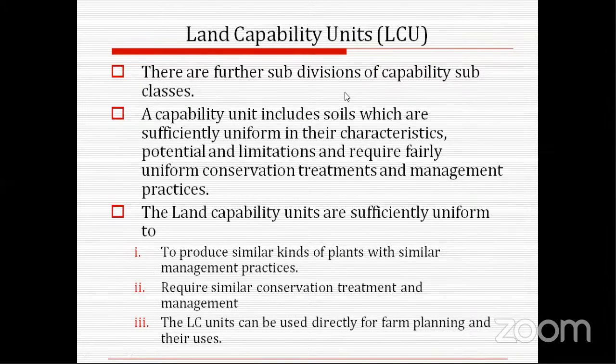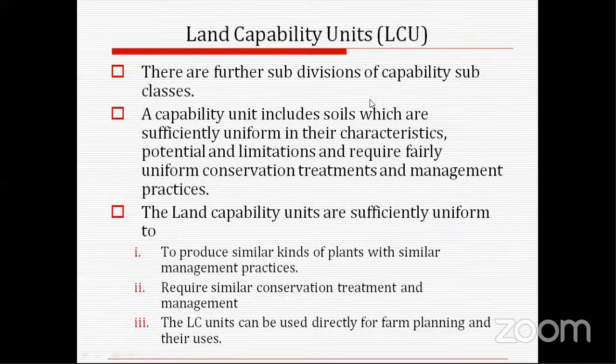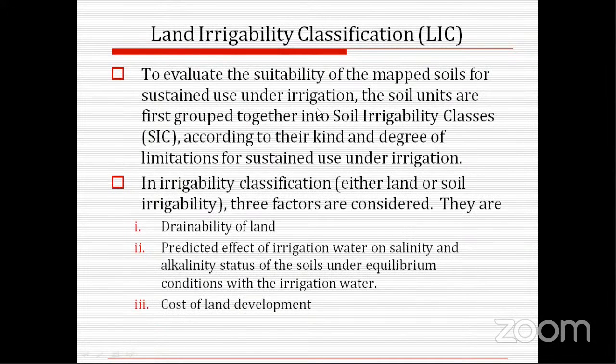And coming to the next is land irrigability classification. This is a very important thing, students. This is for SRF students. JRF students, your syllabus is only up to here, the JRF syllabus. But from here onwards, it is completely SRF syllabus. Land irrigability classification. I'm going to ask you one question.